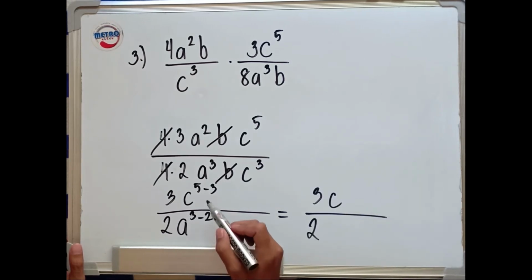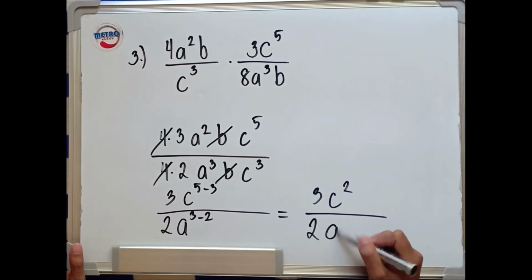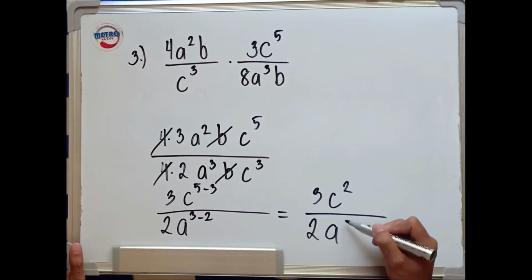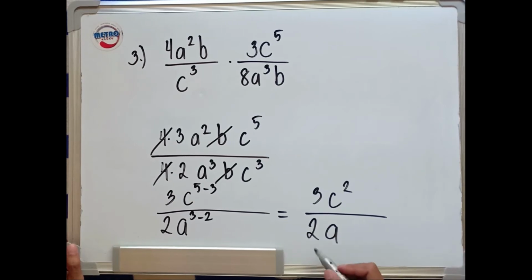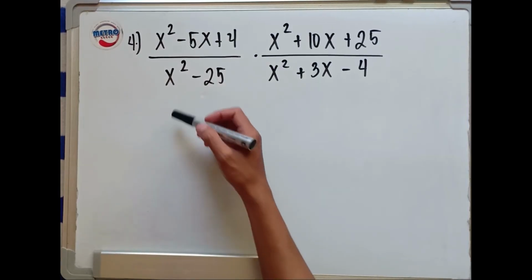And c will have a power of 5 minus 3, so that is 2. And for the power of a, it will be 3 minus 2, which is 1. It's okay to write and it's okay not to write the exponent 1. Then, this will be our answer for item number 3. Now, let's have example number 4.